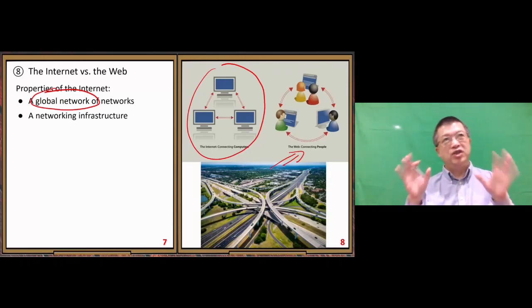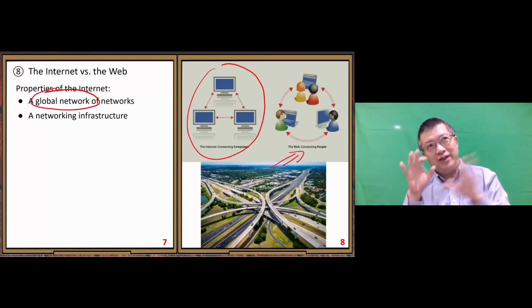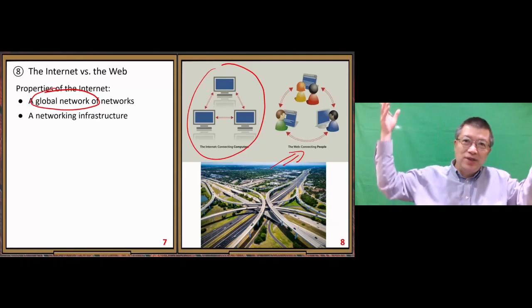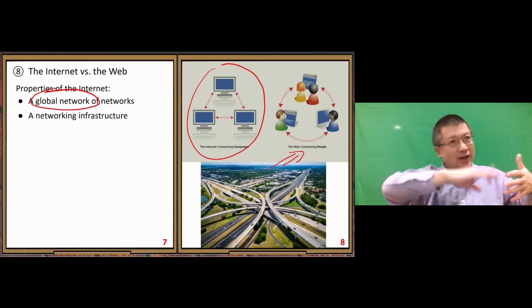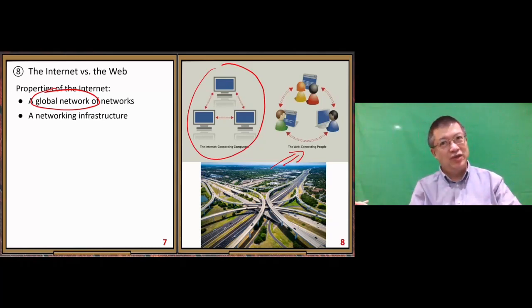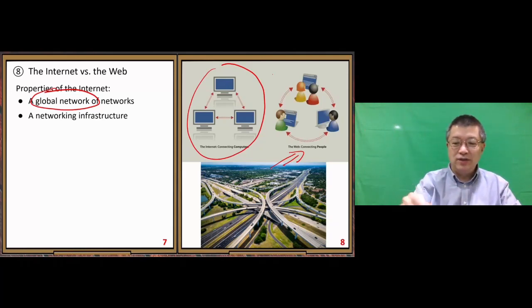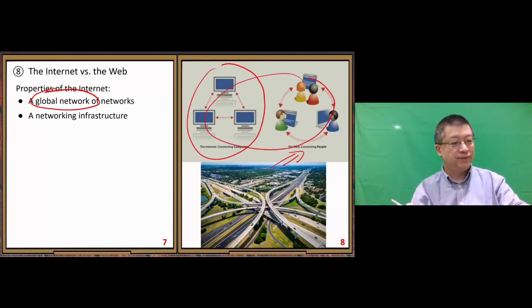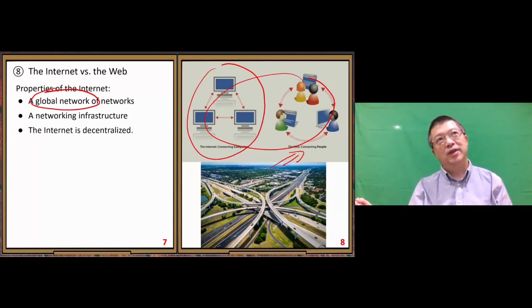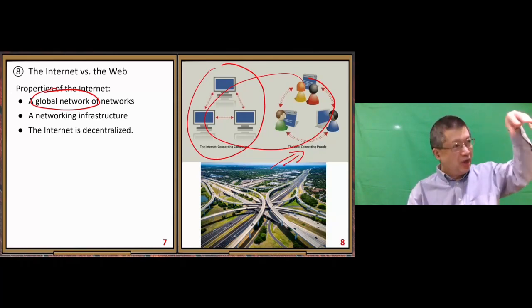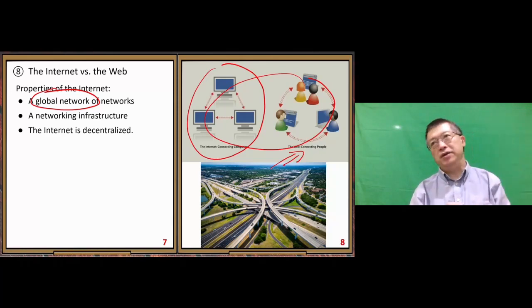Here I like to use this picture, highway infrastructure. People need to use the highway, so cars run on the highway, right? Pretty much like the situation we have here. The internet is decentralized. In the previous video, we talked about decentralization, a big idea in the internet. Decentralized, or independent. Each computer on the internet is independent.